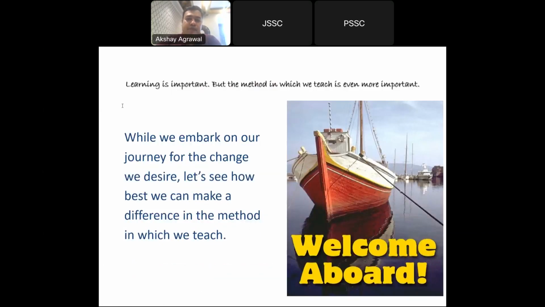As you can see, we are embarking on this journey of the change we desire, and that is what we are here for. Let's see how best we can make a difference in the method in which we teach. As I said earlier, if you can see the photograph, we are all going on a journey today, this 1 hour journey of learning and engaging ourselves and trying to understand what we can do better in our lives.